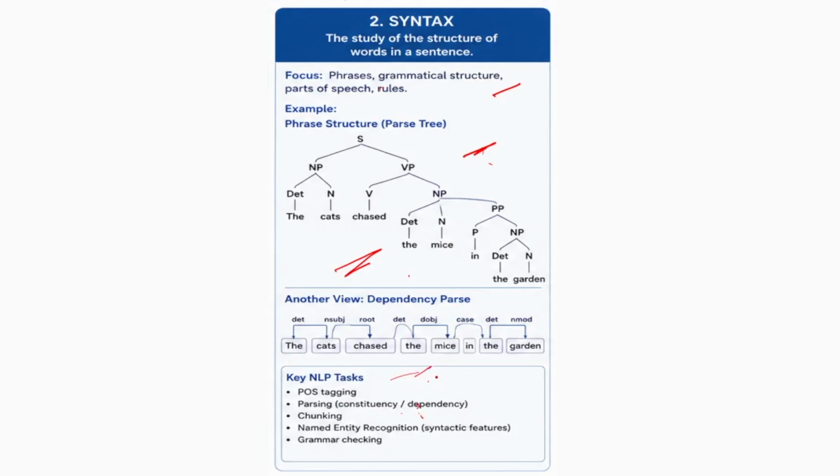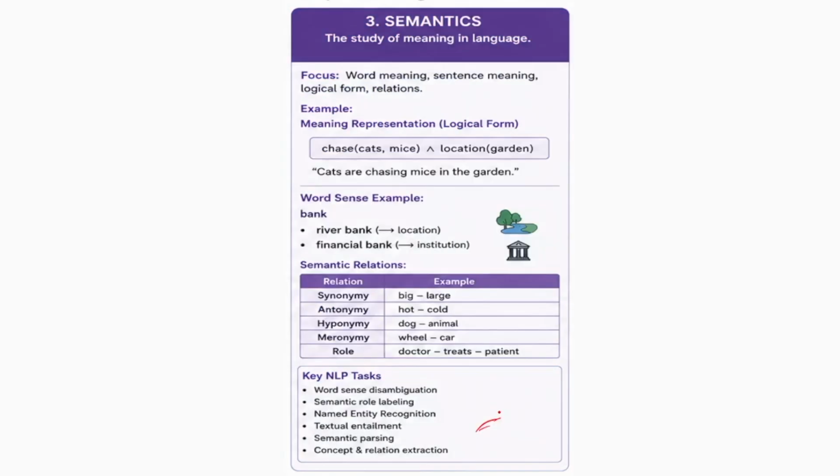And once we have done the syntax, we moved into the semantics portion of it. The semantics considered the word meaning, the sentence meaning, the logical form of it, in addition to the relation between them. So suppose in the logical form, we have cats chase mice, and where is it located? In the garden. So the same representation, the cats chase the mice in the garden, in the logical representation we can give it in this form.